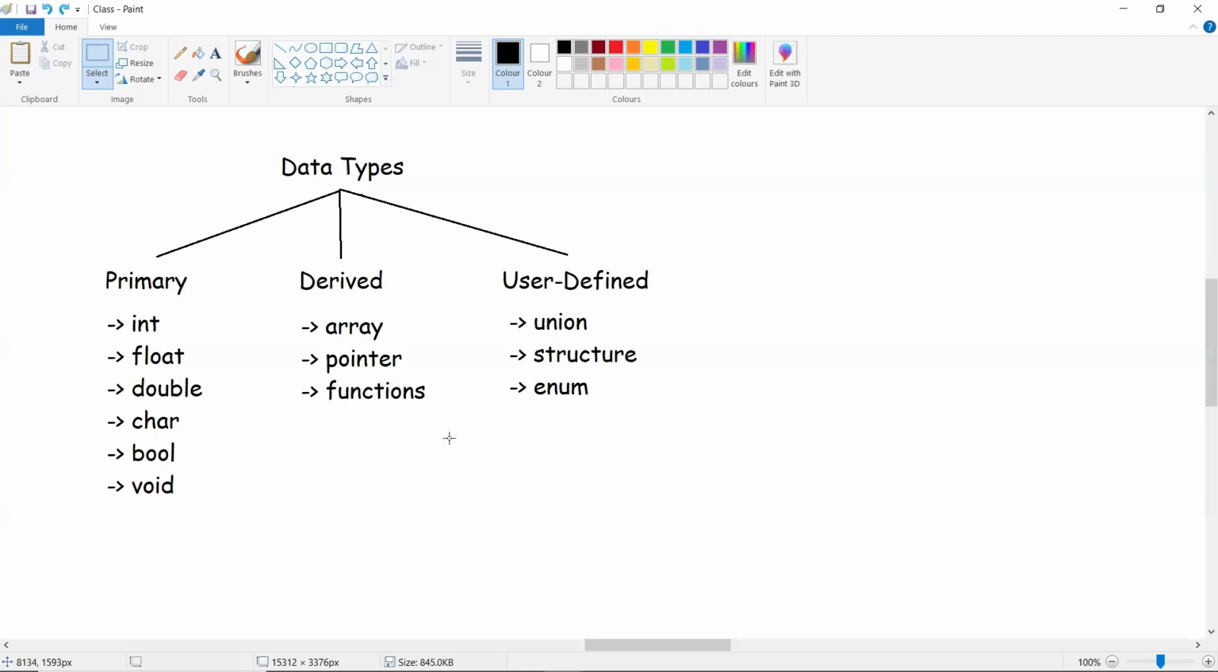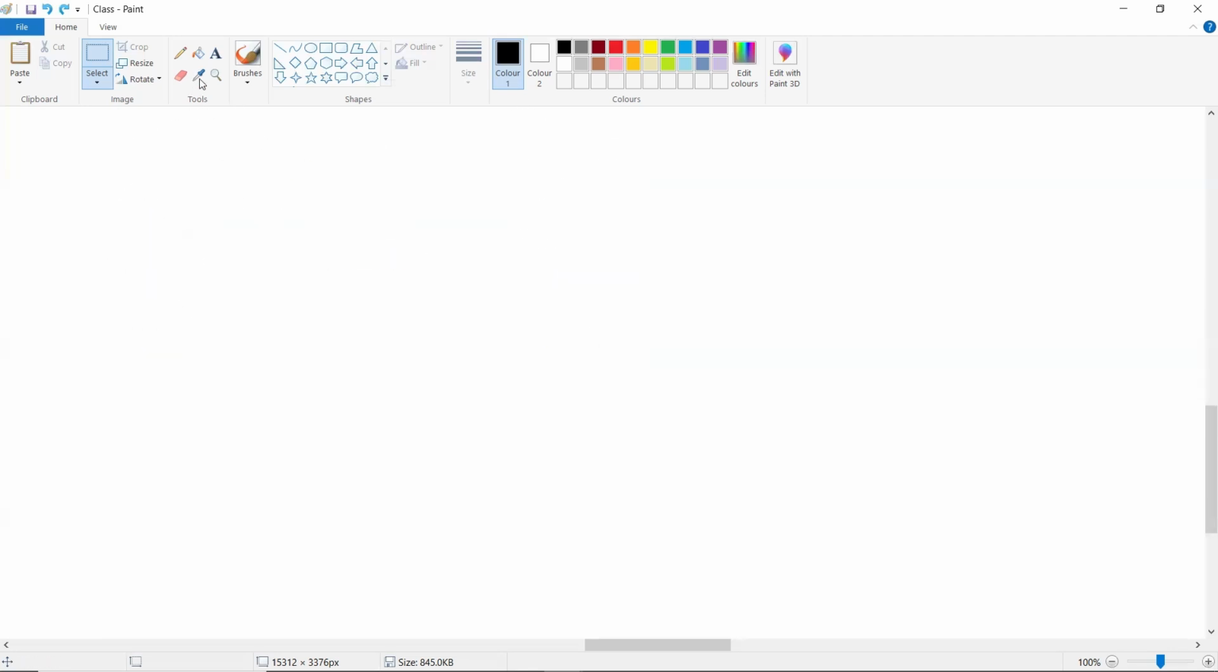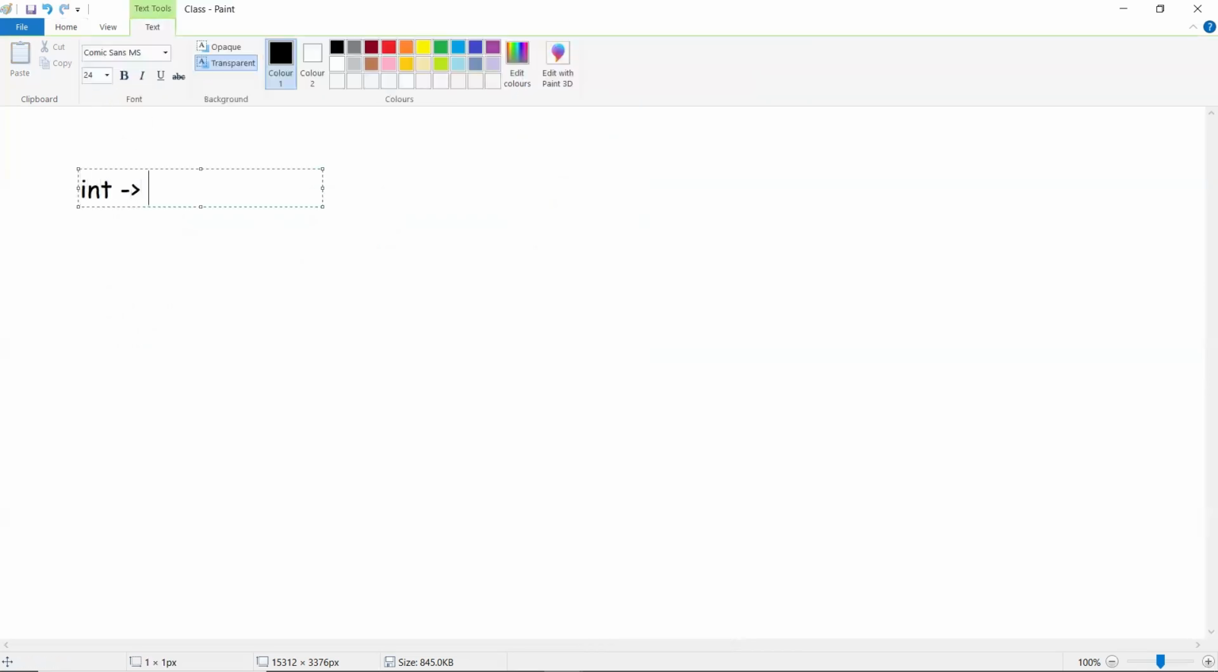Now let's focus much more on primary data types. What primary data types do we have? Let's take the picture of integer. What is an integer? Basically, an integer only holds integer values. So what are integer values? We can say zero, positive, and negative. All these are said to be integer values.